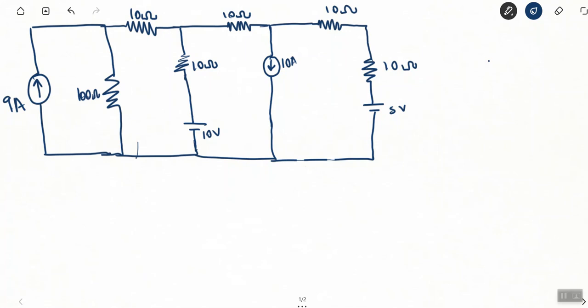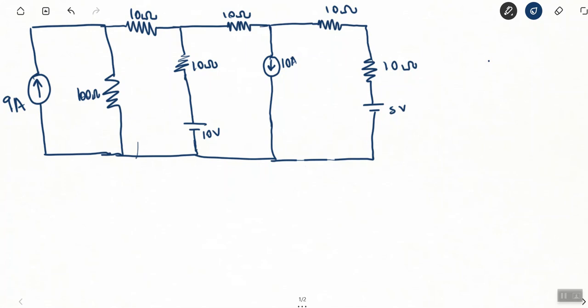Hey there guys, today we'll be doing an example of mesh analysis. I've picked this circuit for my example as it contains current sources. It is possible that it sometimes confuses people when there's current sources present in a circuit.